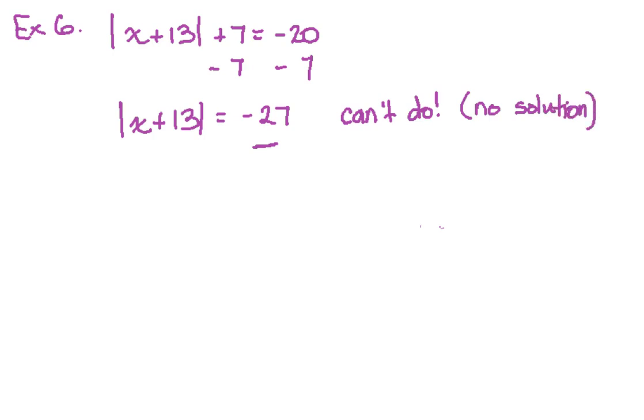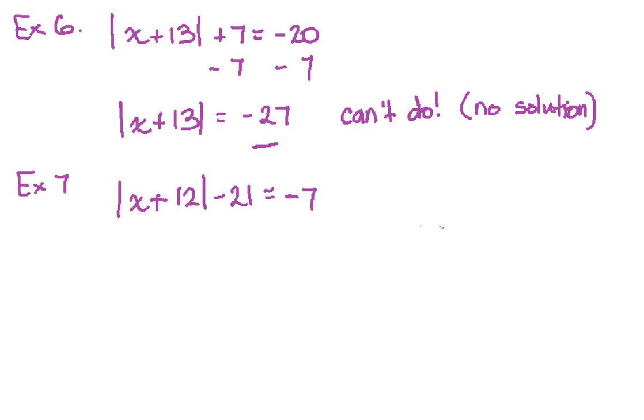All right. So let's go with another one, though, or similar. So let's go with example 7. And this time, let's go with absolute value of x plus 12 minus 21 is going to equal negative 7.